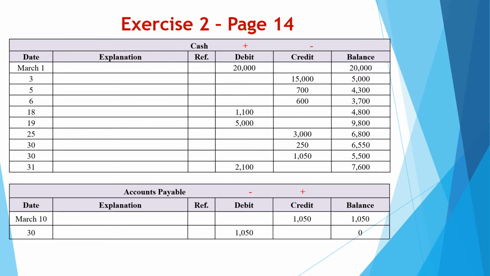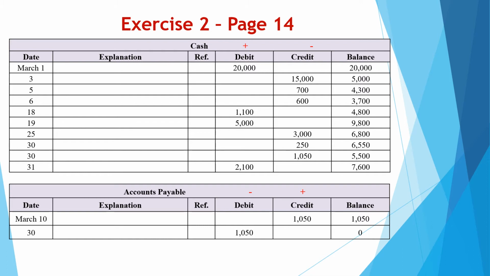On March 30, the accounts payable was in debit for 1,050. So we transfer this debit amount to the debit column of the general ledger to put in the debit 1,050. Now, how to find the balance? We take the previous date balance, which is 1,050, minus 1,050, the debit amount of March 30, so the balance equals 0.